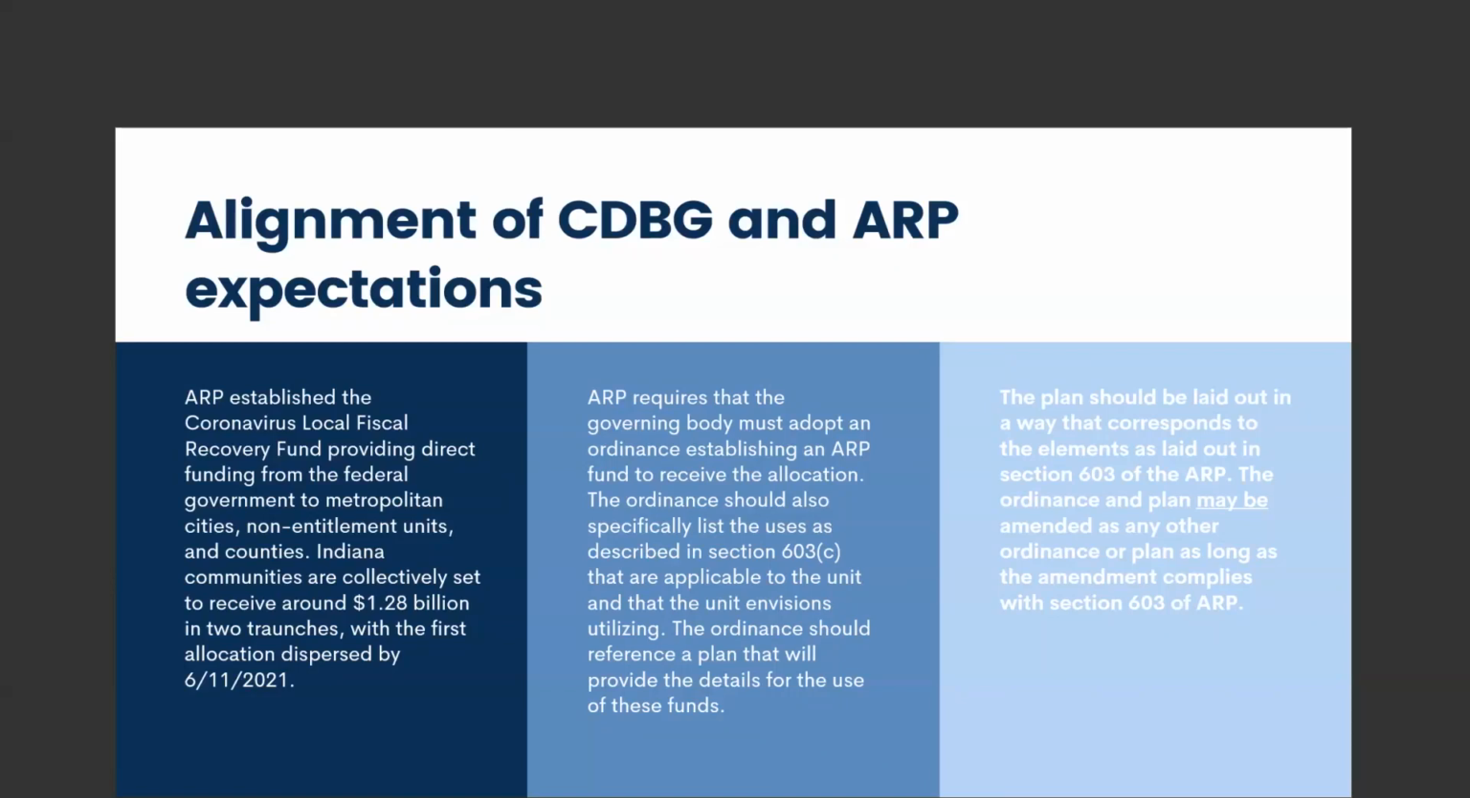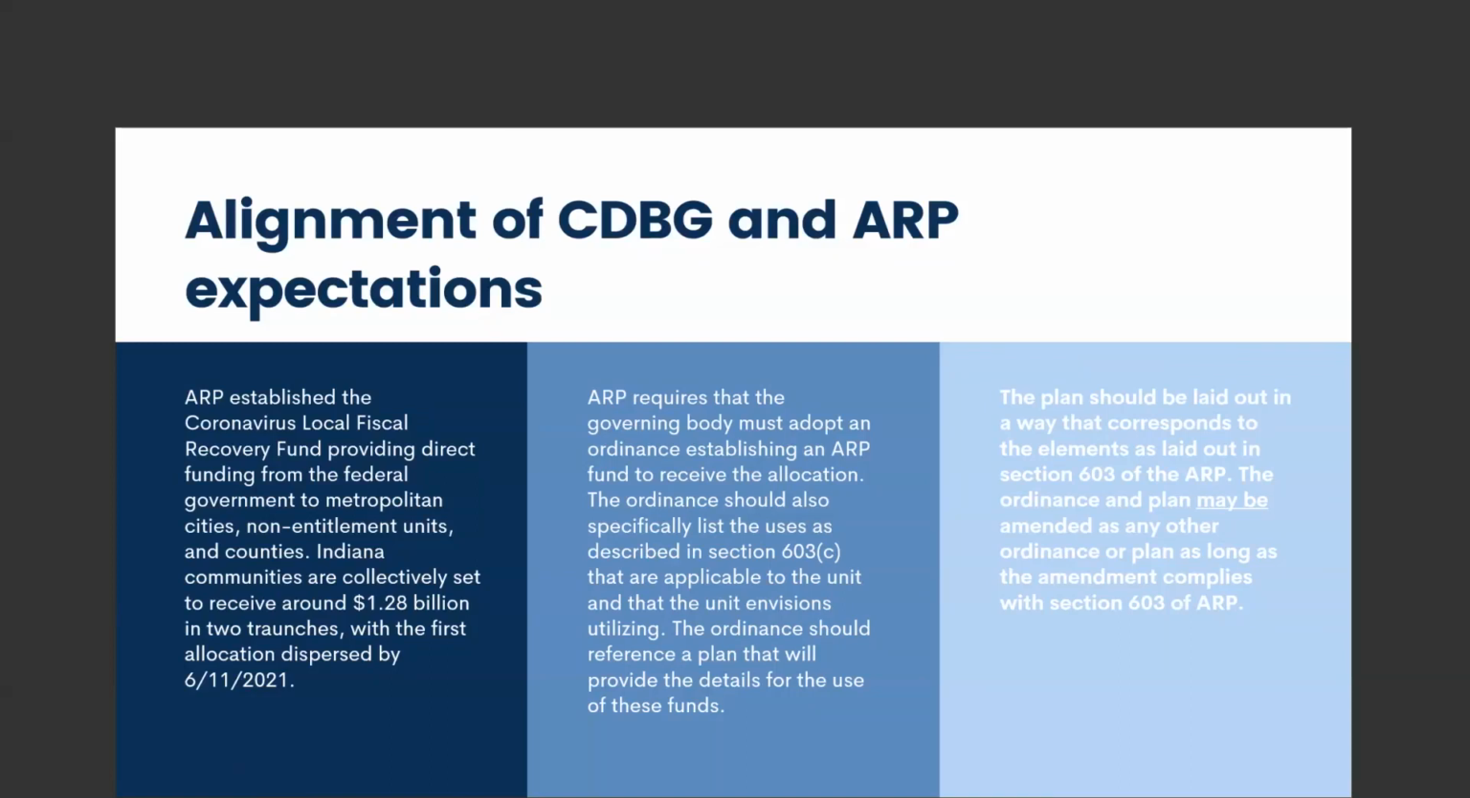That memo outlines that the governing body must adopt an ordinance establishing a local ARP funds account to receive the allocation prior to the May-June disbursement. That ordinance should specifically list the uses as described in ARP Section 603C that are applicable to the unit and that the unit envisions utilizing.